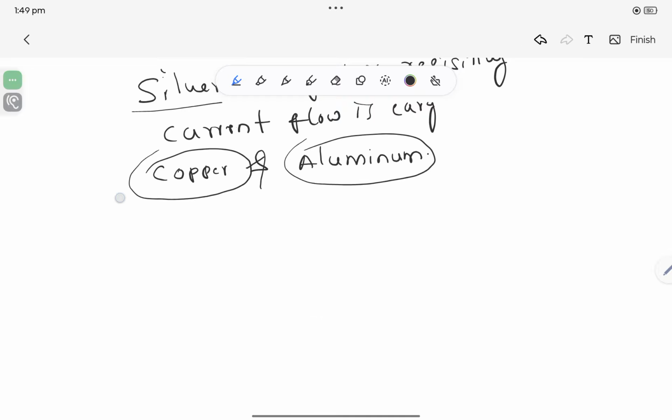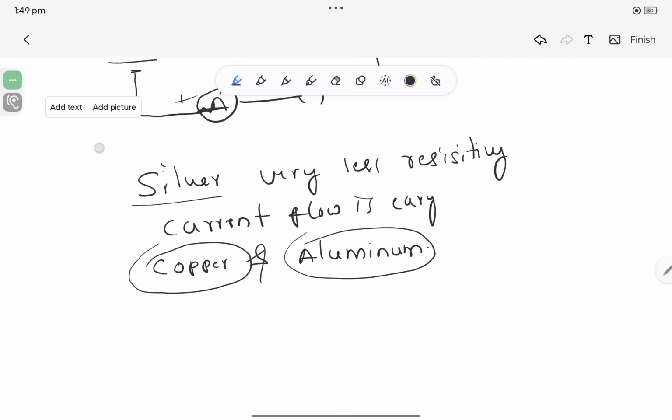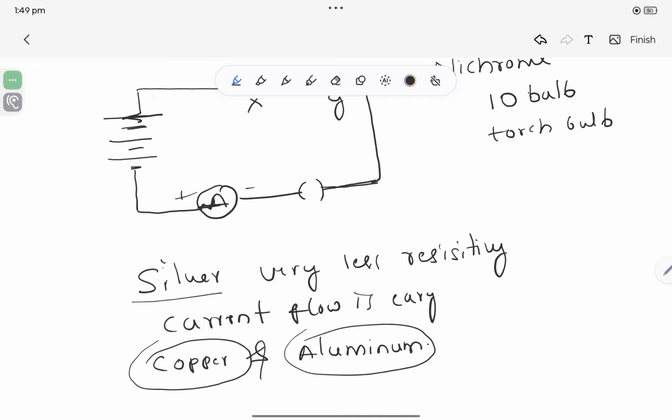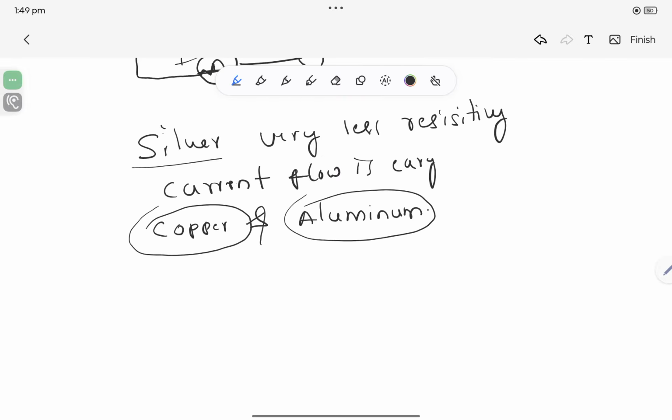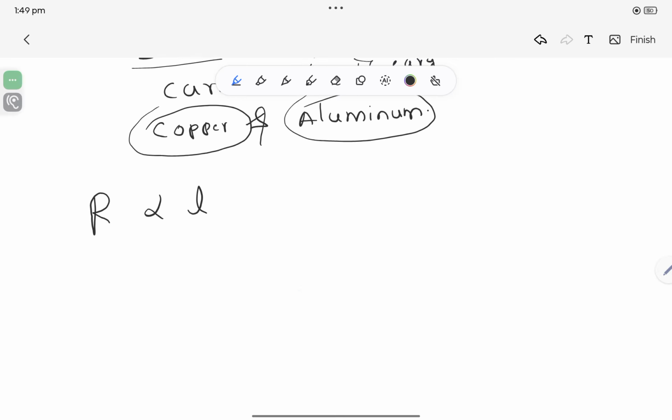So the conducting wire depends on the material of the conductor. Now we will discuss the factors affecting the resistance. First one, resistance is directly proportional to the length. If the conductor wire length increases, resistance also increases. If resistance increases, it means current decreases.